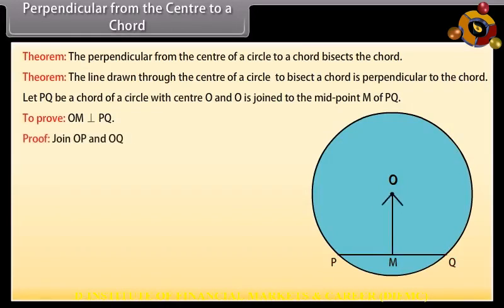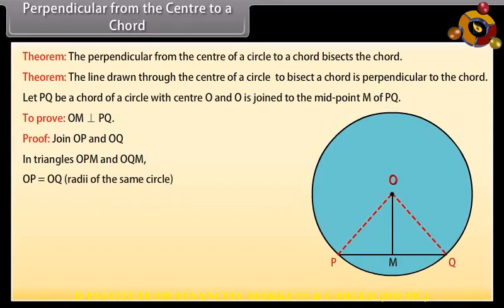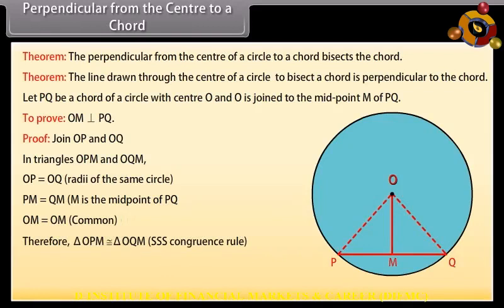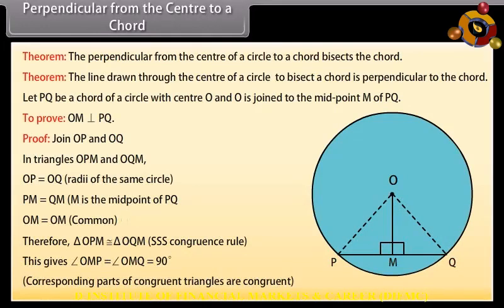To prove, OM is perpendicular to PQ. Proof. Join OP and OQ. In triangles OPM and OQM, OP is equal to OQ because these are the radii of the same circle. PM is equal to QM because M is the midpoint of PQ. OM is equal to OM, common. Therefore, by SSS congruence rule, triangle OPM is congruent to triangle OQM. This gives angle OMP is equal to angle OMQ, which equals 90 degrees, because corresponding parts of congruent triangles are congruent.